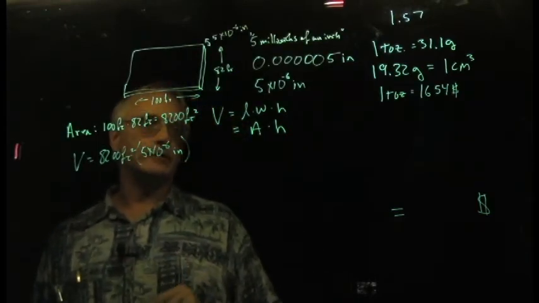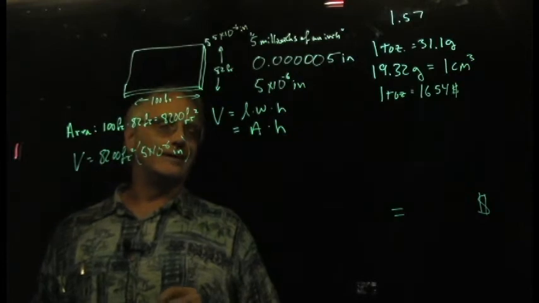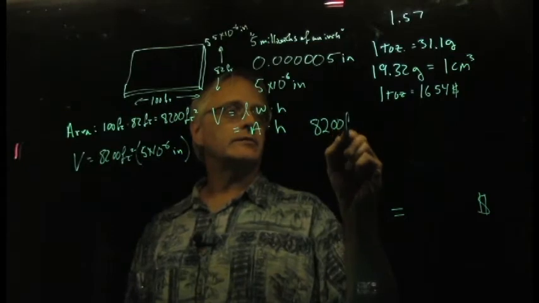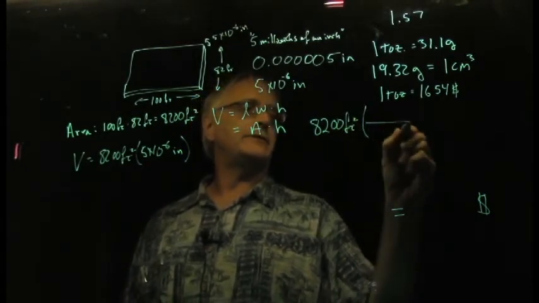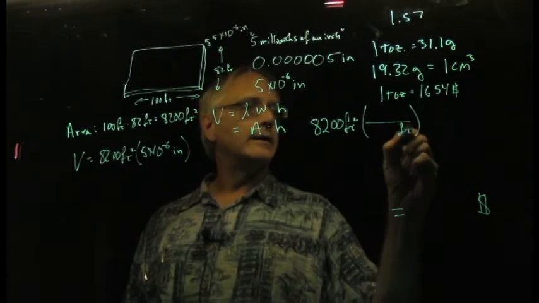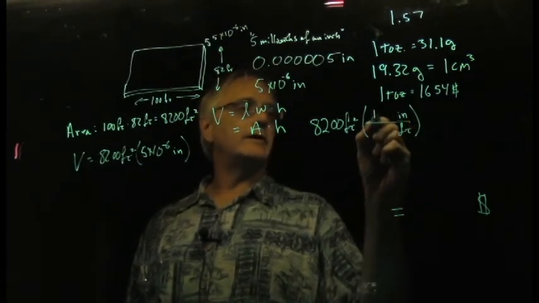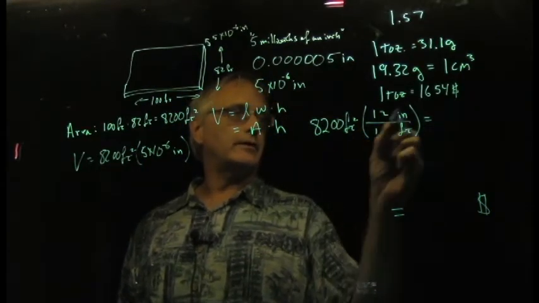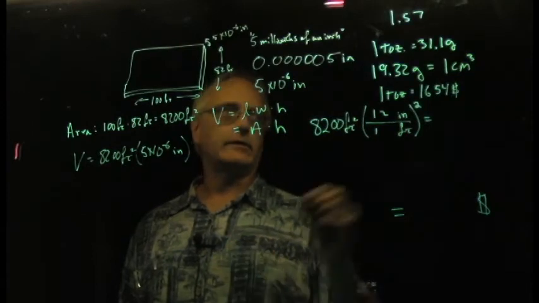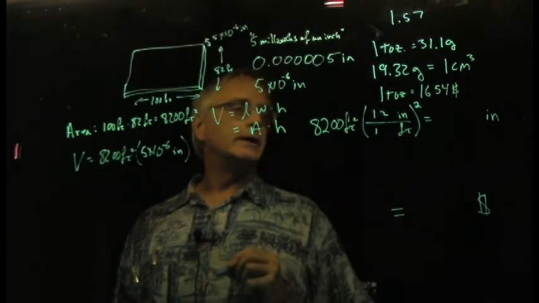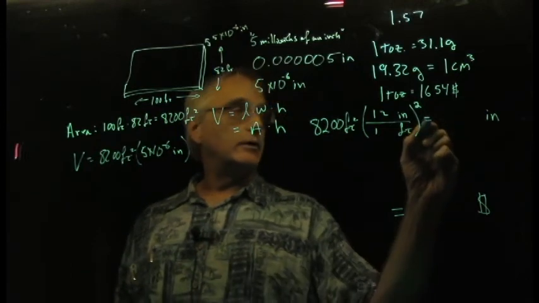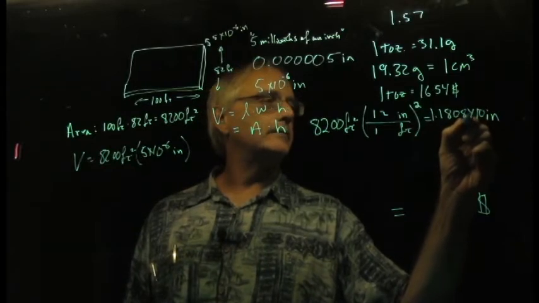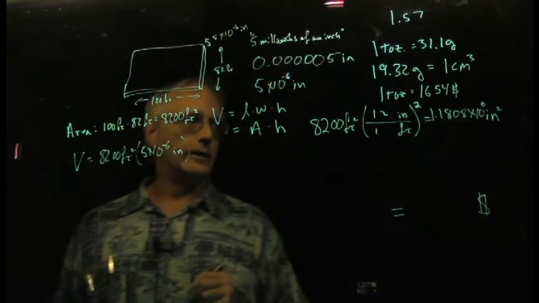I'm going to turn this 8,200 square feet into square inches. I'll do that one over here. 8,200 square feet. Feet, go away. Turn them into inches. It is 12 inches is 1 foot. Now, that is going to come out square feet, so I better square the entire conversion factor. That will give me square inches. And that will come out 1.1808 times 10 to the 6 square inches.